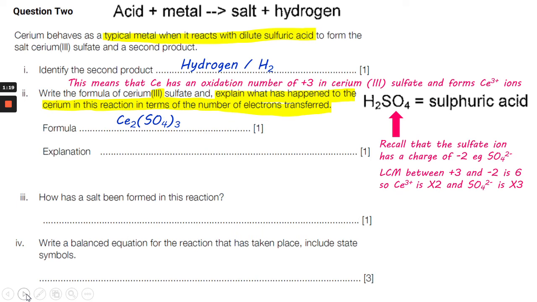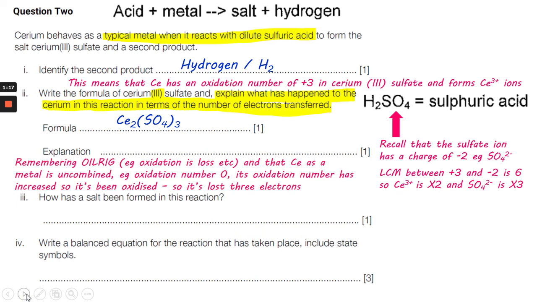So the next thing to think about is what has happened to the cerium in this reaction in terms of the number of electrons transferred. So going back to our OIL RIG idea, oxidation is loss, reduction is gain. Cerium is a metal, uncombined, oxidation number 0. This oxidation number has gone up to +3, so it's been oxidized. So therefore it's lost 3 electrons.